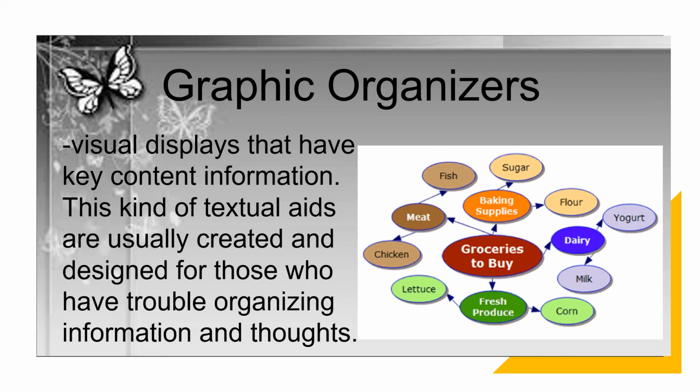Make a graphic organizer. So we have here at the center groceries to buy. So we have here meat, chicken, and fish. We also have the fresh produce. And examples of this are the lettuce and corn. Dairy are also presented like having yogurt and milk. And lastly, for the baking supplies, we have sugar and flour. So with this, out from the groceries that we have to buy in a grocery store, it can easily be organized and we are making sure that nothing must be left.